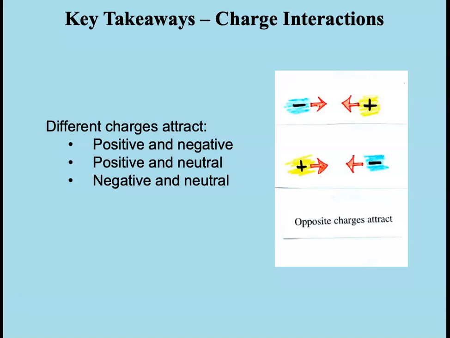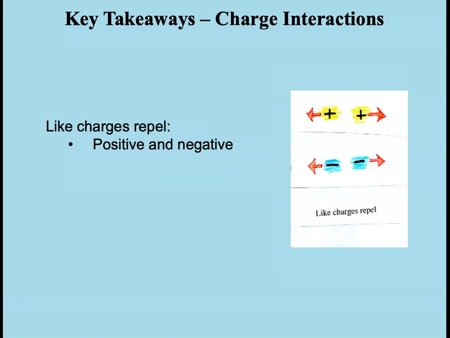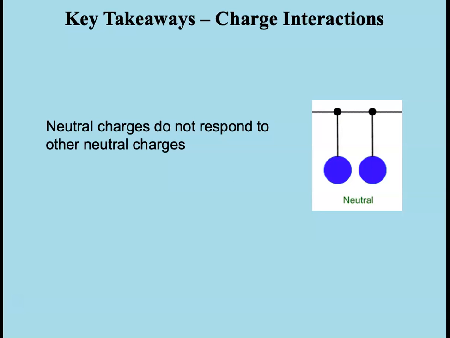So different charges attract. We know that like charges repel. So a positive and a positive will push away from each other. A negative and a negative will push away from each other. And we know that if you have 2 neutral charges, they are not going to respond to each other. They're just fine minding their own business because neither one of them has a charge.